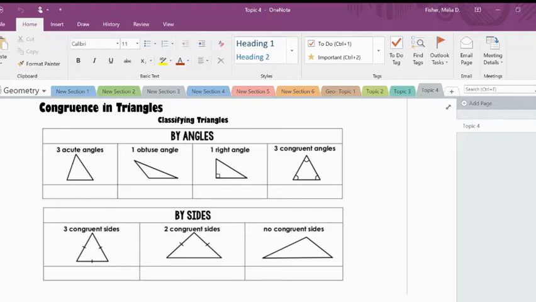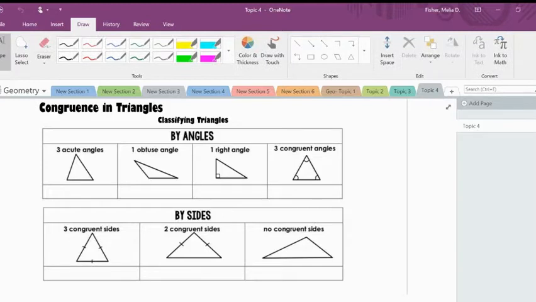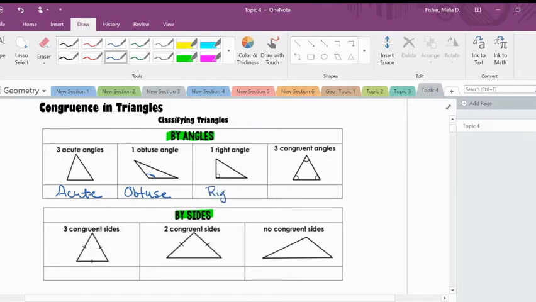We're going to start by talking about how we classify triangles. And there are two ways that we do that. First of all, we do it by angles, and secondly, we do it by sides. When we're talking about angles, if it has 3 acute angles, then we call it an acute triangle. If we have one obtuse angle, an angle that is larger than 90 degrees, then that is called an obtuse triangle. And if it has one right angle, it's called a right triangle.